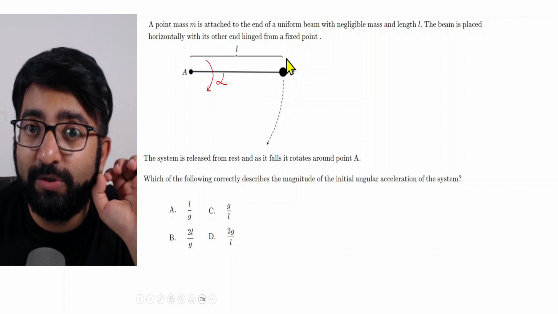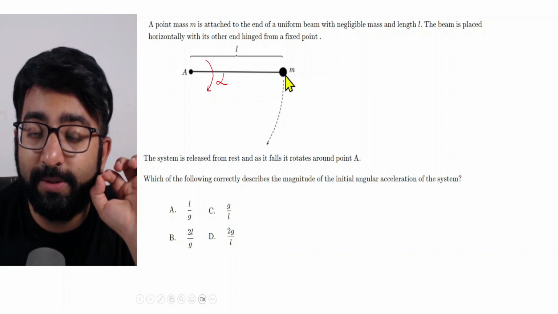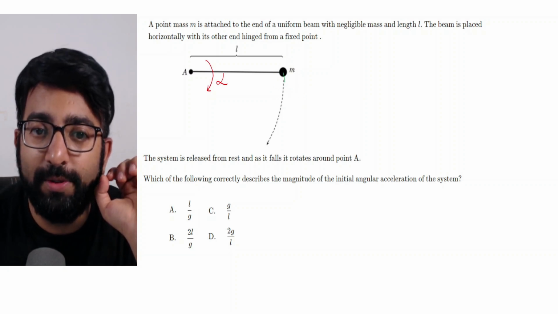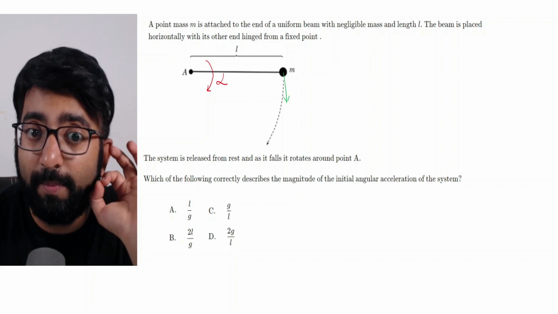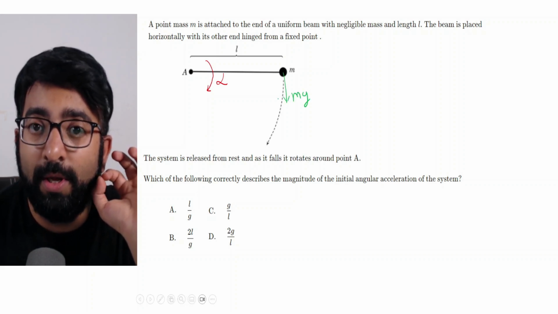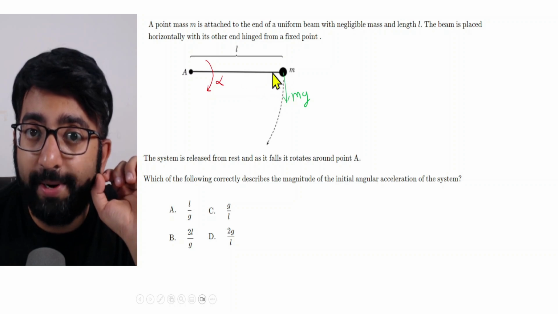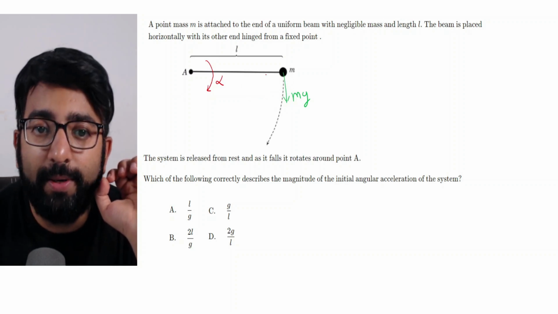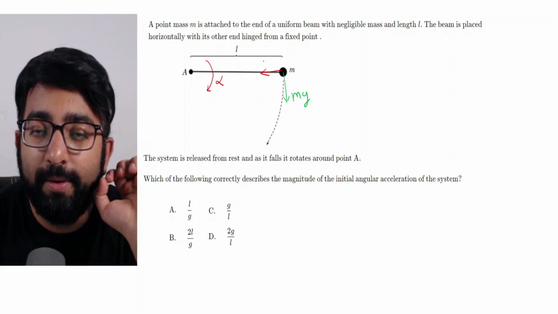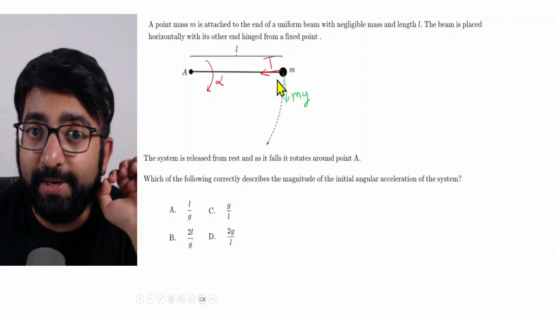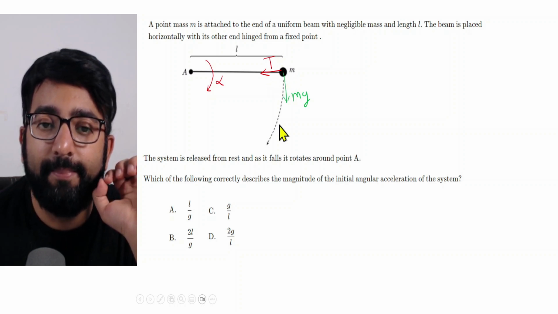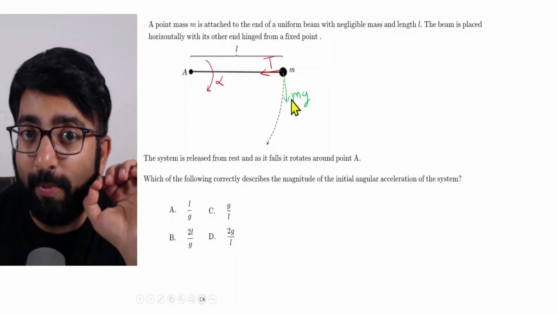So step 1, let us draw the free body diagram for this mass m. The first force acting on this mass will be the weight of that mass, which is mg acting downwards. And since the mass is also connected to a beam, the mass is going to experience a tension force which is going to go along the beam towards the point A. So T is the tension force acting on the mass m. That was step 1, drawing the free body diagram.